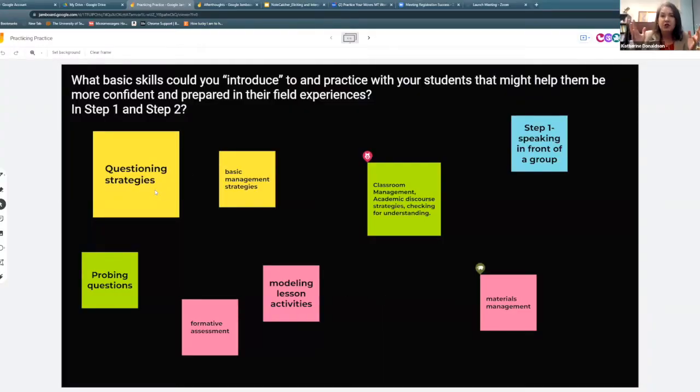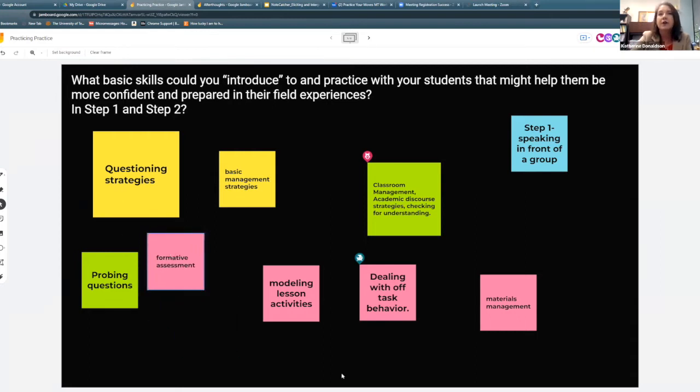questioning strategies. That's huge in step 2. That's like step 2 is all about inquiry. We're totally talking about that today. So thanks for like pre-doing my lesson for me. Basic classroom management. Oh, we have a lot of probing questions, informative assessment. We can put those all in the same group together.